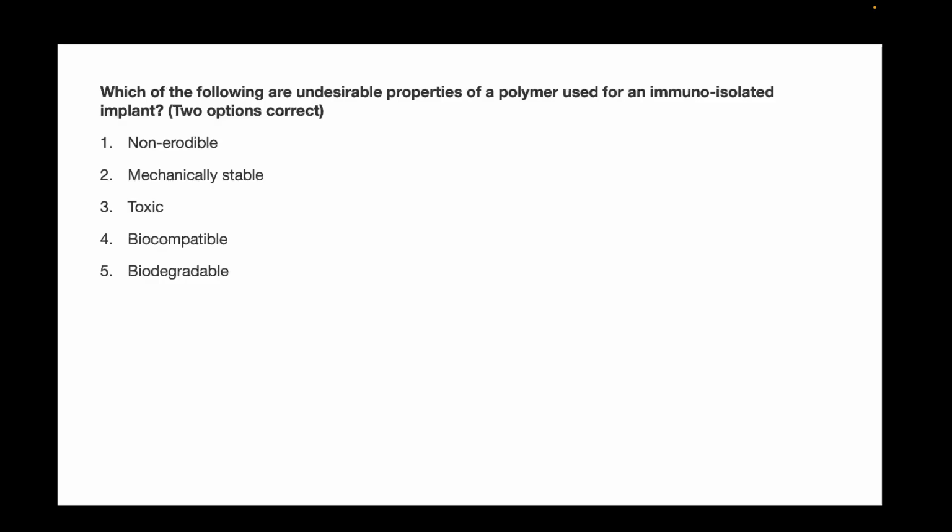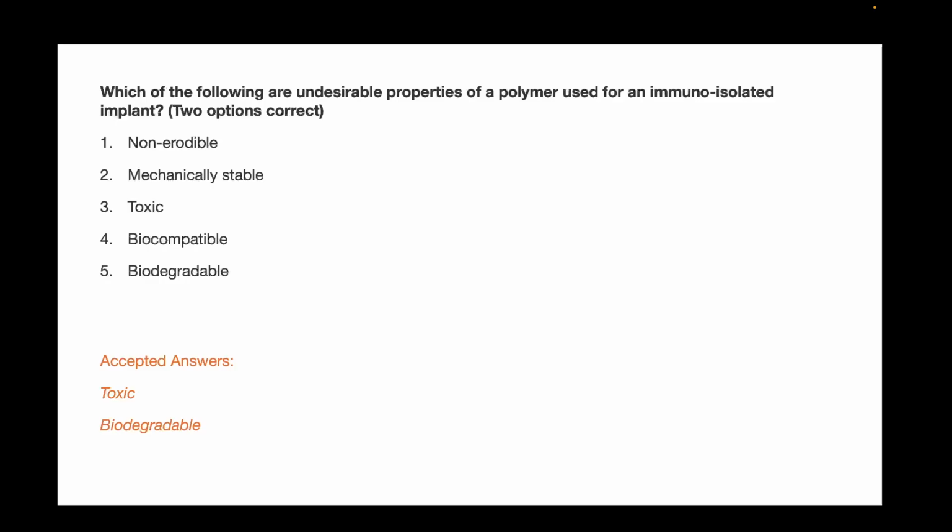The correct answer here would be option 3 toxic and option 5 biodegradable. So these are the two undesirable properties of a polymer used for an immunoisolated implant. Toxicity, because toxic polymers can release toxic compounds or harmful substances that can cause cell death, inflammation, or further systemic reactions and can lead to implant failure. So the polymers used for this immunoisolated implant must be non-toxic to both the encapsulated cells as well as the host cells and tissue. And next is the biodegradability.